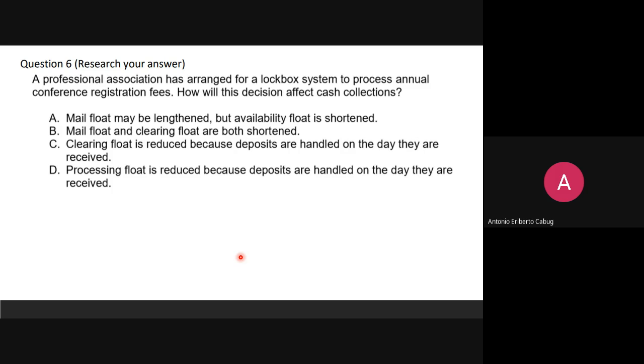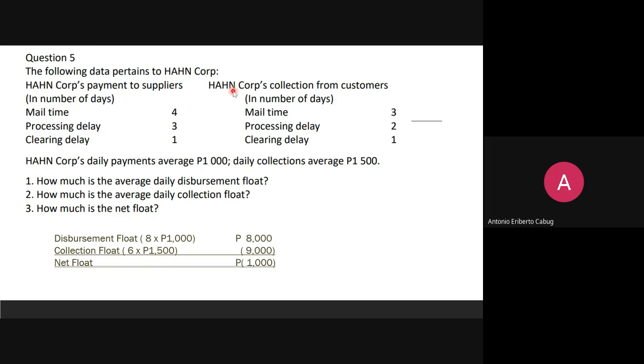Okay. So, majority were able to answer. Anong sagot ng majority? Iba-iba, no? May mga A, may nakikita akong dog, may nakikita akong boy. Tapos mayroon pang mga dog. Okay. Now, when you do some lockbox system, yung affected lang, yung mailing delay, tsaka processing delay. You can speed up the collection time in mailing and processing. Clearing delay, this is already within the banking system.